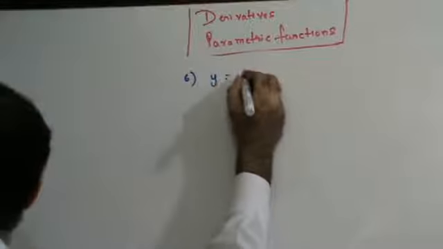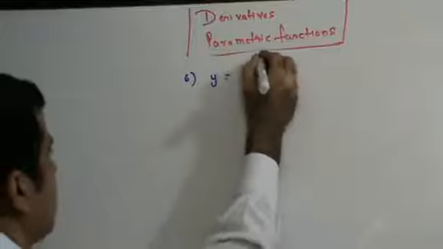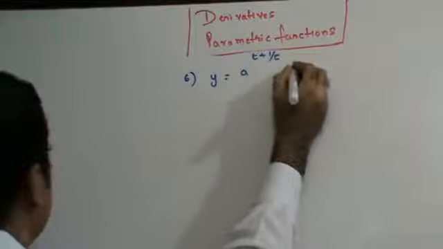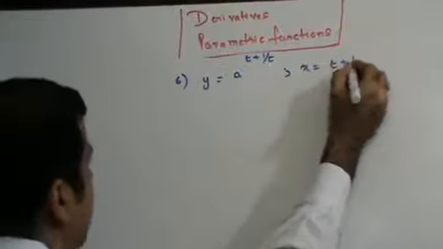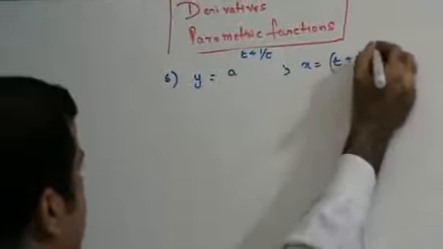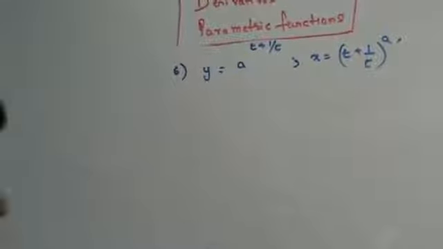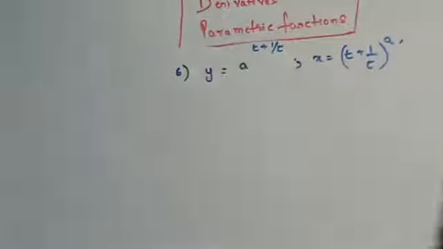y is equal to a raised to (t plus 1 upon t) and x is equal to (t plus 1 upon t) the whole raised to a. You have to find out dy by dx.